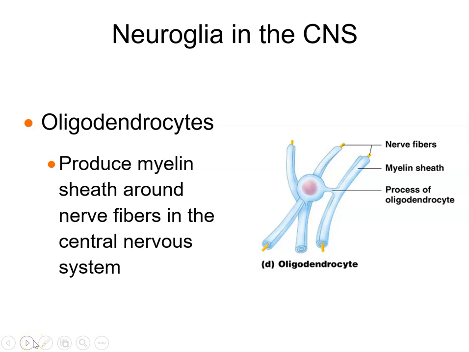We're going to learn later on that the myelin sheath helps to speed up nerve impulse transmissions because it allows for nerve impulses to jump and skip along the length of the axon.